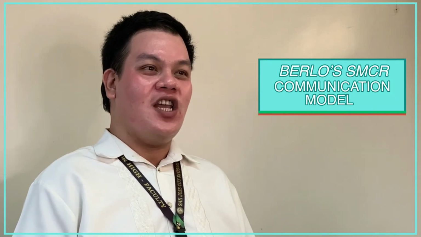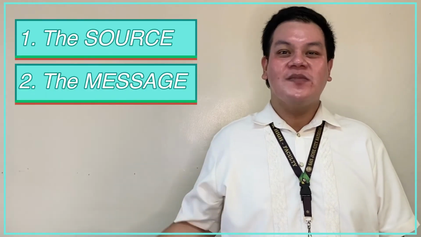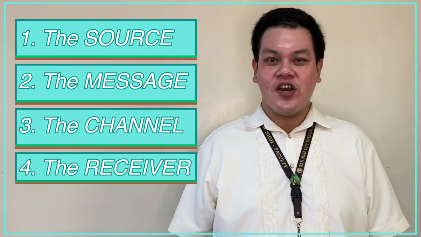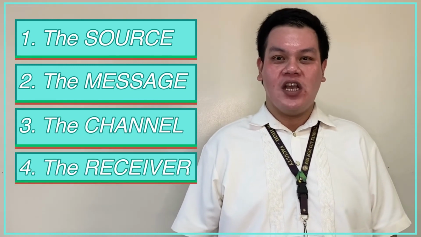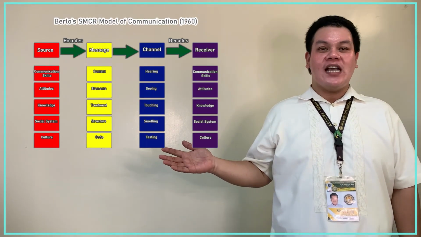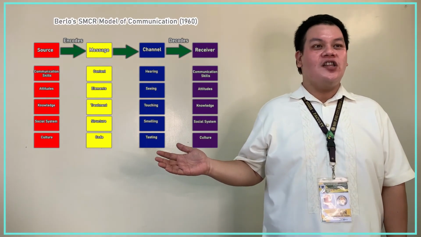And the last communication model is the Berlo's SMCR model of communication. This model of communication has four main components: source, message, channel, and receiver, which describes the communication process. These components can be affected by many factors. This is the Berlo's SMCR communication model.